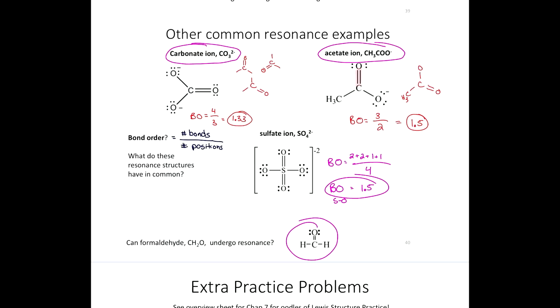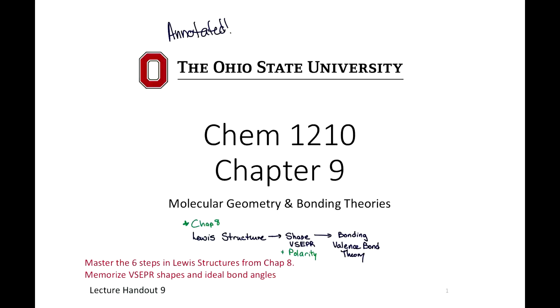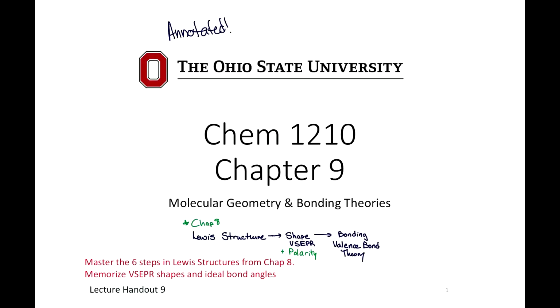All right, so we got 30 minutes left. We're going to jump into chapter 9, but I'm going to point out that chapter 9 is basically just a continuation of chapter 8. We're still going to use Lewis structures. We're just going to expand on it, all right? So we just learned about the 6 steps, the 6 steps, Lewis structures. We're going to take those structures we've drawn and learn, okay, what do they look like in real life? What are their shapes, right?